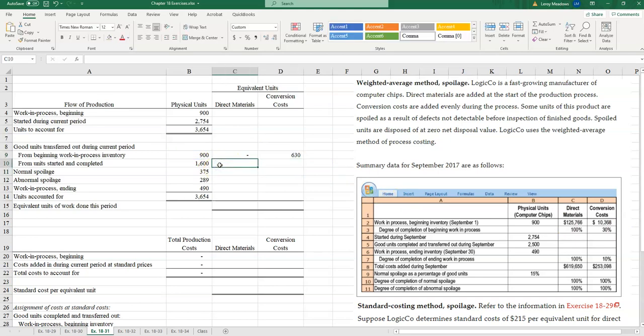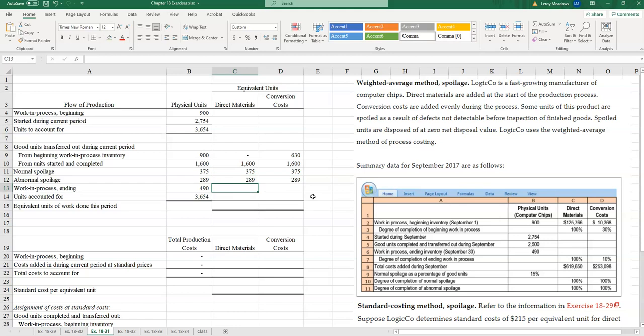Now, let's take a look at our equivalent units for started and completed. If we started them and completed them, that means we added all the direct materials and conversion costs for each of those units. And then with normal spoilage and abnormal spoilage, we're told they're 100% complete with regards to direct materials and conversion costs. So I'm going to go ahead and plug those numbers in here.